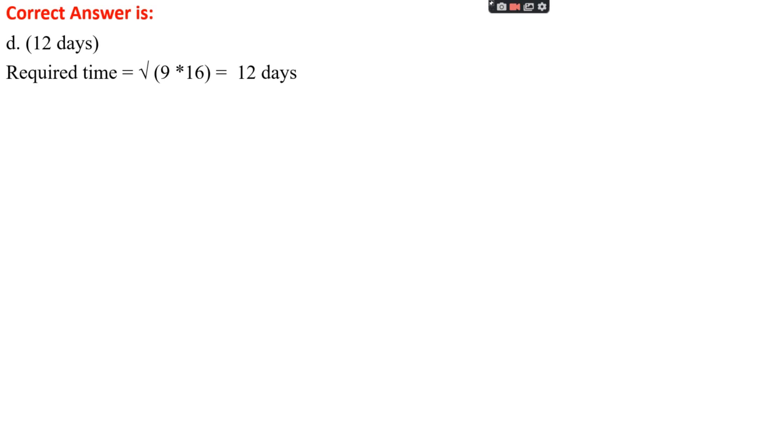In such types of questions, where they are asking about the time taken to finish the work when they are working together, and it is given how much more time A takes and how much more time B takes as compared to when they work together, we get the time taken to work together by the formula: root under the product of A's extra days and B's extra days, that is root under 9 into 16. So the right answer is 12. 12 days is the time taken by A and B working together to complete the whole work.